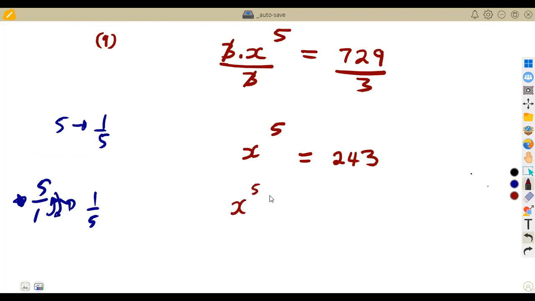X to the exponent of 5 raised to its reciprocal, which is 1 over 5, is equal to 243 raised to the exponent of 1 over 5. So here we've got exponent and exponent, we multiply. So 5 times 1 over 5, that's a 1. So x to the exponent of 1 is equal to 243 to the exponent of 1 over 5.